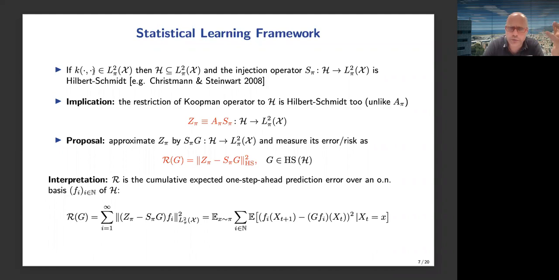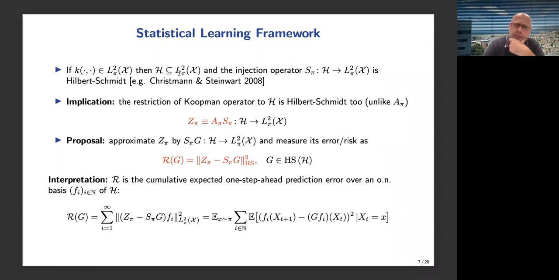Okay, so in this case, it is simple to see from the theory of reproducing kernels that the reproducing kernel Hilbert space, which I mentioned before, is the space obtained by taking linear combinations of kernel sections and measuring their norm by the quadratic form associated to the functional coefficients and the kernel Gram matrix. So in this case, if the kernel is integrable, then the reproducing kernel Hilbert space is contained in the space of square integrable functions on which the Koopman operator is defined.